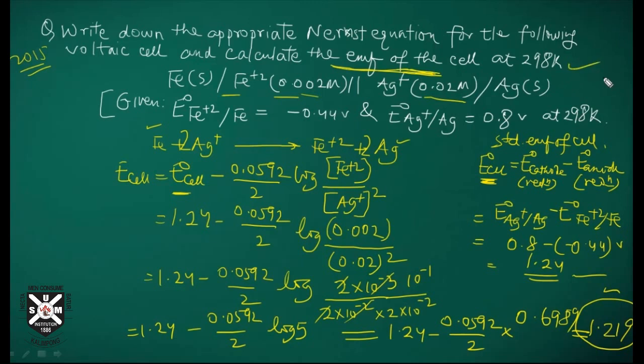The value is at 298 Kelvin. You just have to see the temperature. You don't have to use the temperature anywhere in the expression. If it is 298, 25 degrees Celsius, then the temperature hasn't been changed.